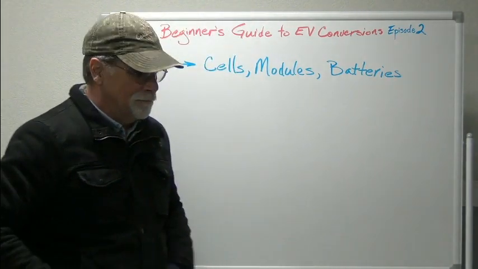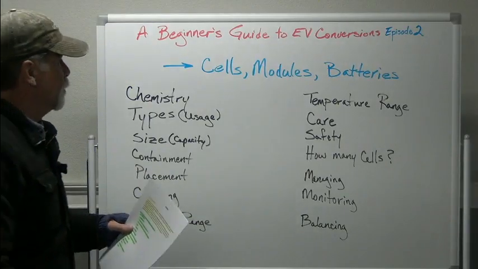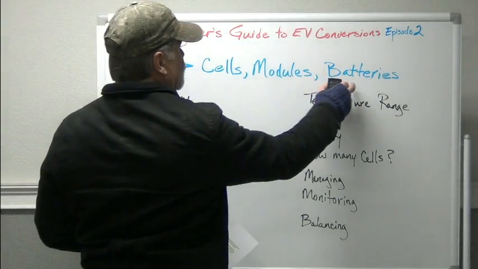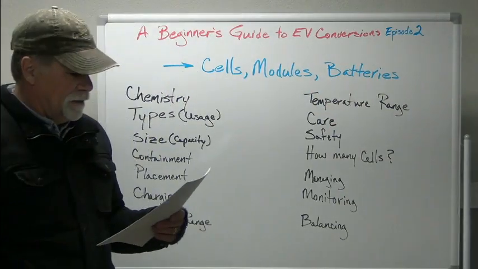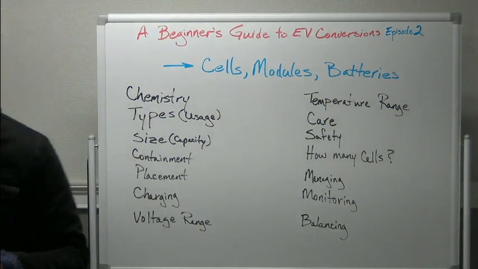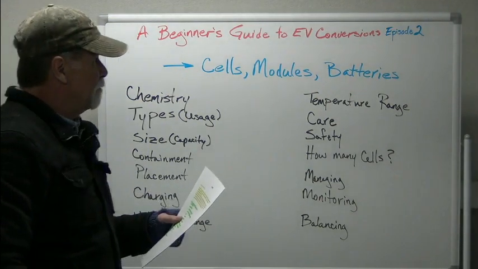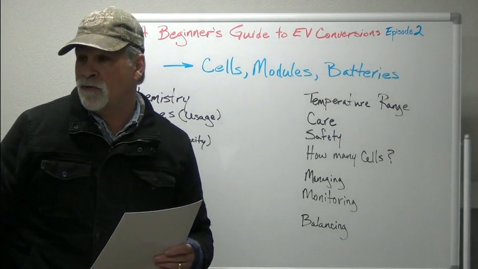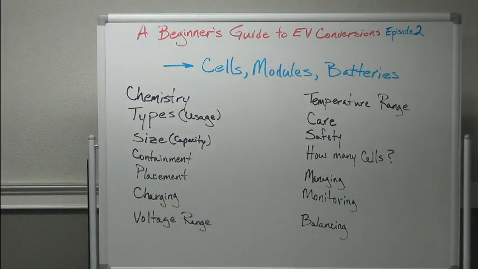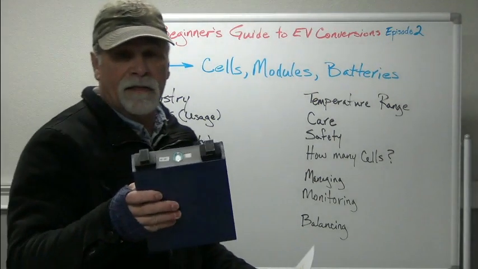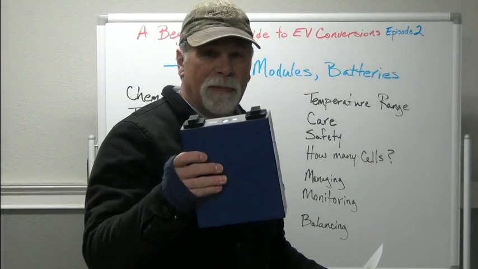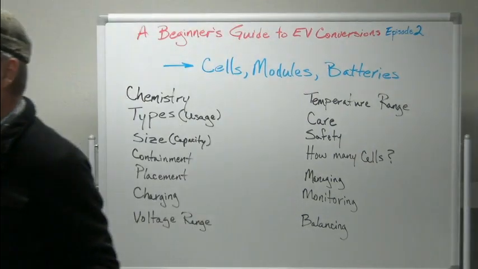That's coming up. For the conversion, we're going to deal with cells, modules, and batteries. And some examples are what I just showed you. This is a lithium iron phosphate prismatic cell.